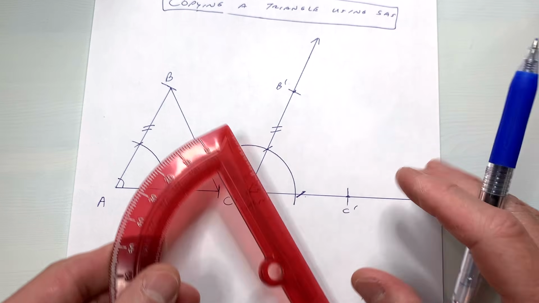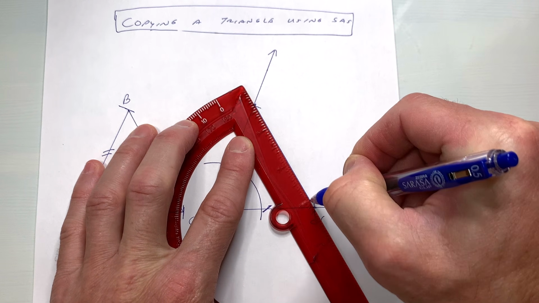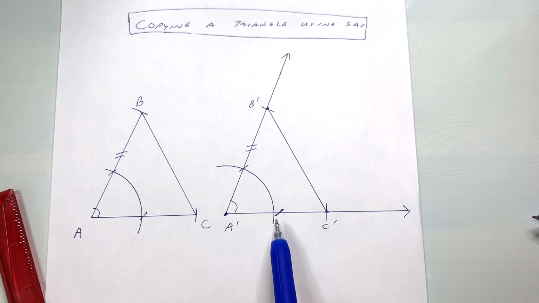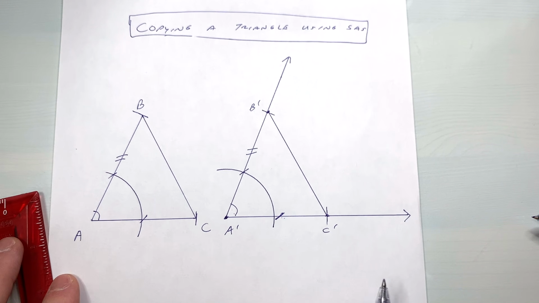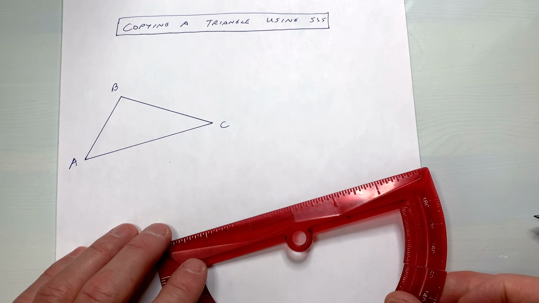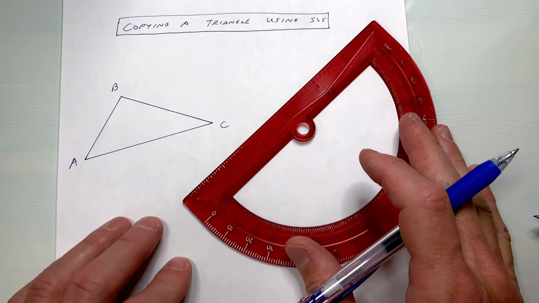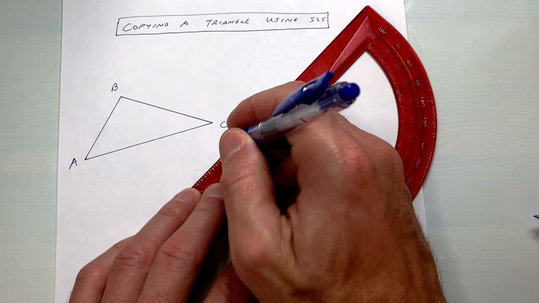Now if we connect these together, what do we have here? We've got it. So you can see that this triangle is congruent to this triangle by side angle side. Okay, for this next construction, we're going to talk about how to copy a triangle using side, side, side. So remember, if three sides in one triangle are congruent to three sides in another triangle, then that means that the two triangles are congruent.